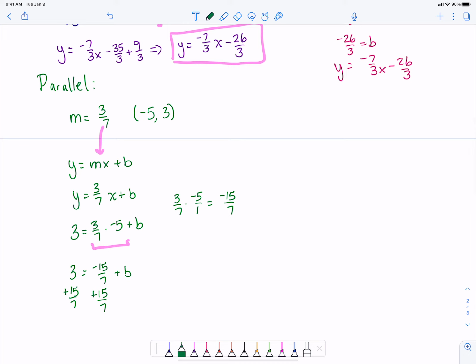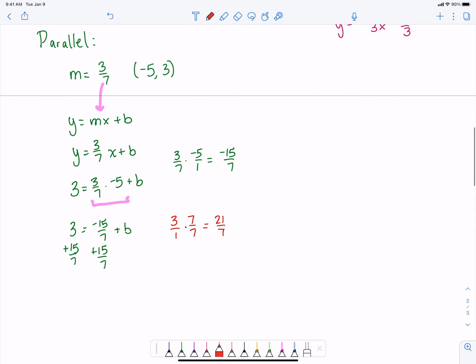So we're going to add 15/7 to both sides. And again, yes, we have to add fractions, but that 3, we can turn it into sevenths by multiplying it by 7 over 7. So 3 is the same as 21/7. So 21/7 plus 15/7, that's what our b is going to be. Let's see, yes, I can actually do this addition in my head. So for our parallel line, our y-intercept is 36/7. So we get the equation of our line is y equals 3/7 x plus 36/7.